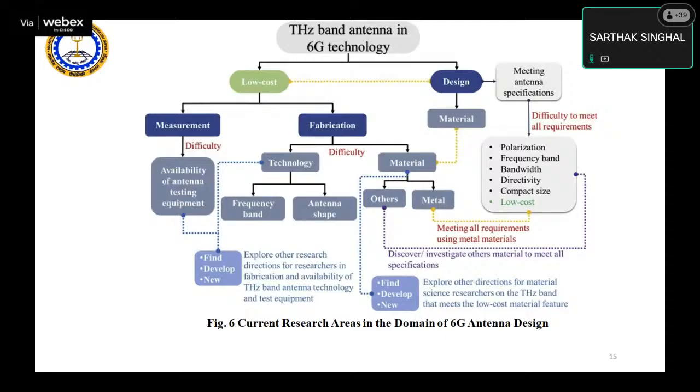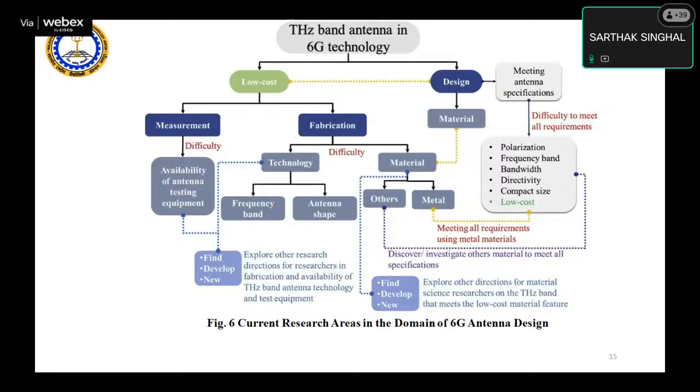Now these are the current research areas in the domain of 6G antenna design. One is low cost, and the second one is the design. It is desired that a terahertz antenna which is being designed should fulfill both criteria: it should be low cost, and the design should meet all the specifications in terms of frequency, performance parameters, and diversity performance parameters.